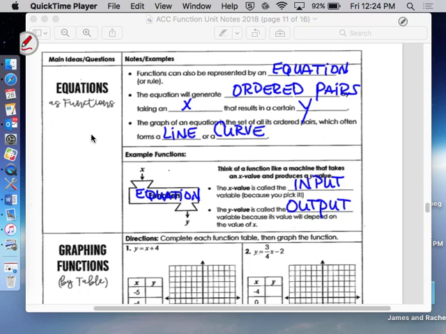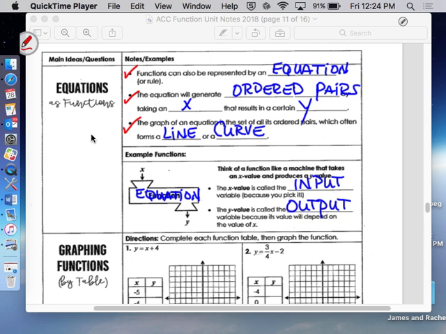Explain how to think of equations as functions. Functions can also be represented by an equation, filling in the notes. The equation will generate ordered pairs, taking an x that results in a y. The graph of an equation would be the set of all of its ordered pairs, which often forms a line or a curve. You can think of a function like a machine.